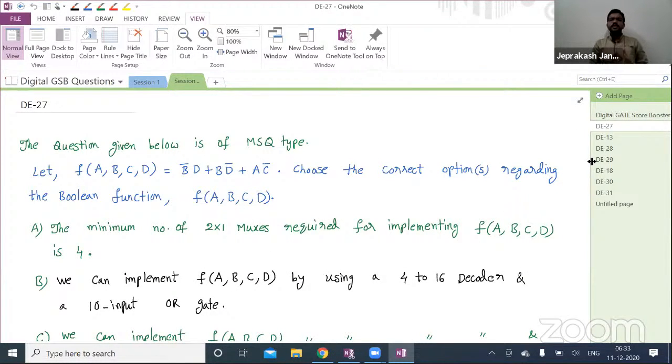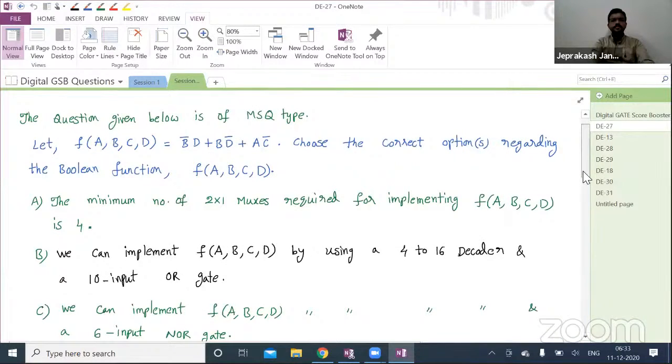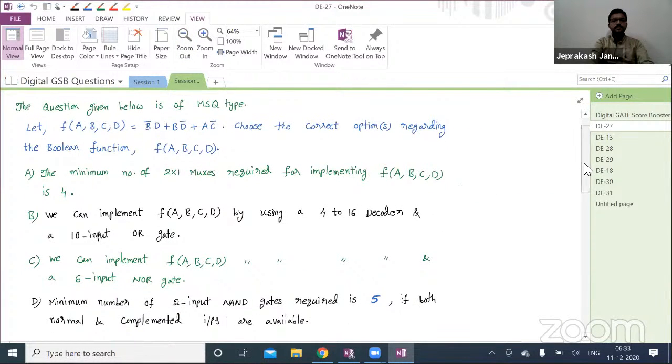First read the question and tell me what are the concepts involved in this particular question. Yes, it is the question related to combination circuits, right? So here decoder is there and mux is there, and if you observe the fourth option, that is regarding logic gates. Okay. So first read the question.